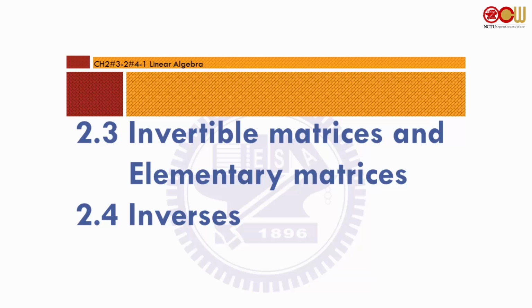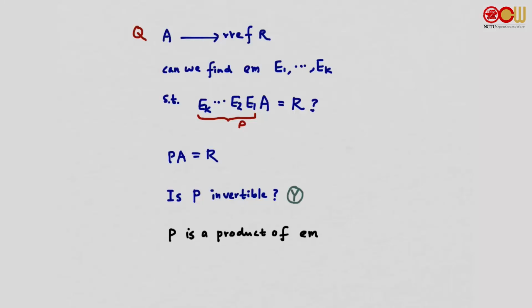In this video and the next, we will be talking about section 2.3 and section 2.4, inverses, together. At the end of the last video, we said that when A has reduced row echelon form R, we can find some elementary matrices such that the product of the elementary matrices and A is the R matrix. Lumping these elementary matrices together, we have a P matrix, and this P matrix is invertible. It's a product of elementary matrices.